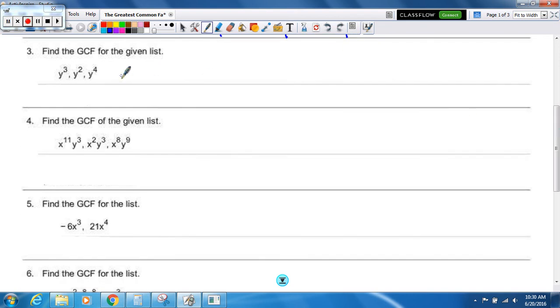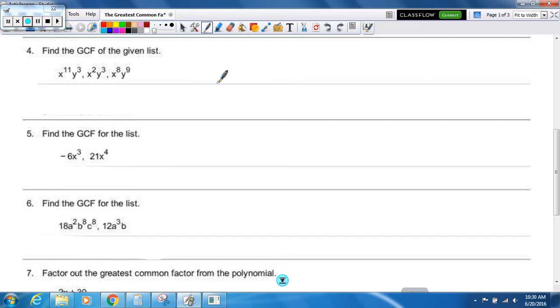Okay, when you have variables or letters involved, it's really easy. GCF is the letter and the smallest exponent. So y squared is the greatest common factor. And it might seem a little bit deceiving because you're looking for the greatest common factor, but you choose the smallest exponent. It's just because you have 2 y's in each one of these. You don't have 3 y's and you don't have 4 y's. So the greatest common factor is y squared.